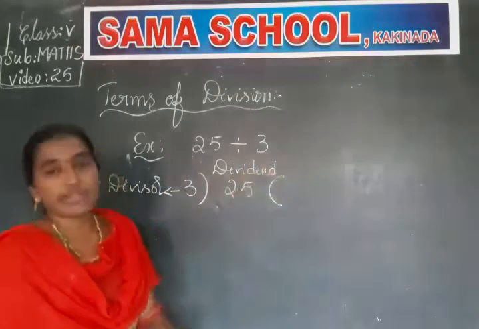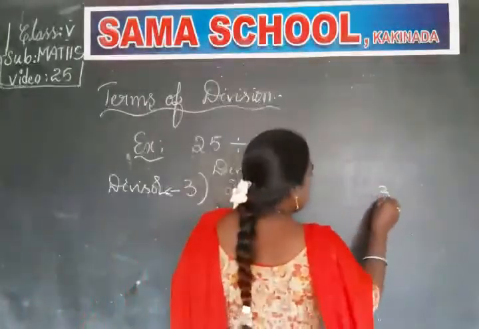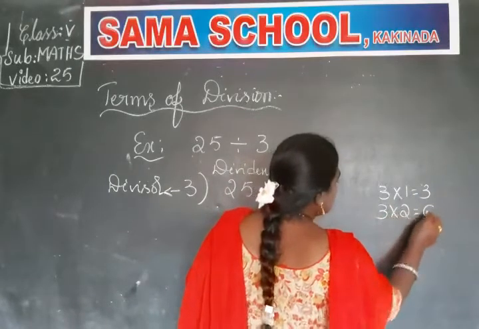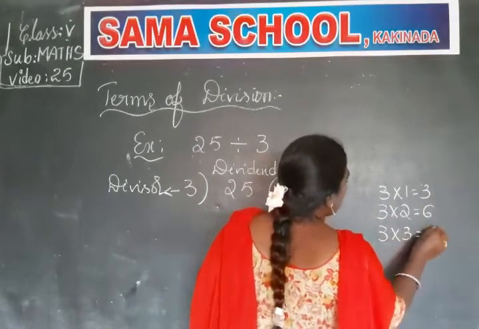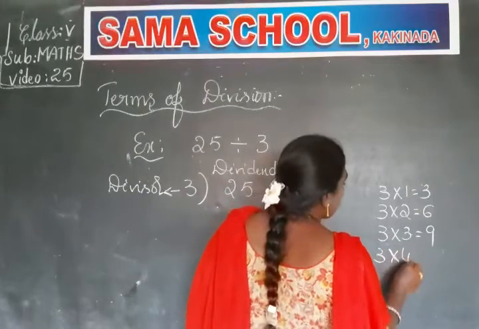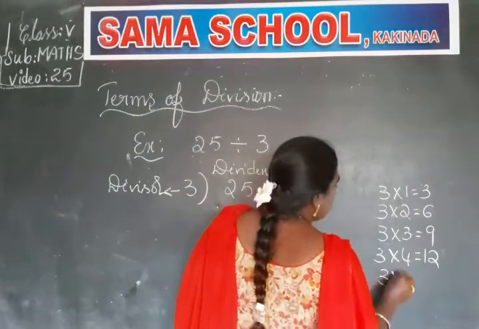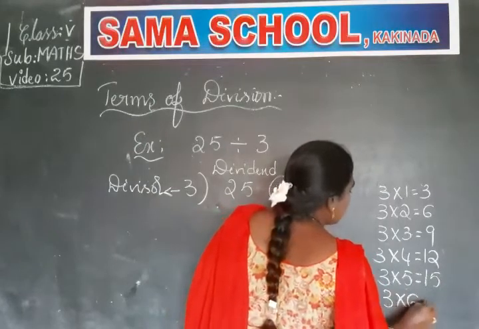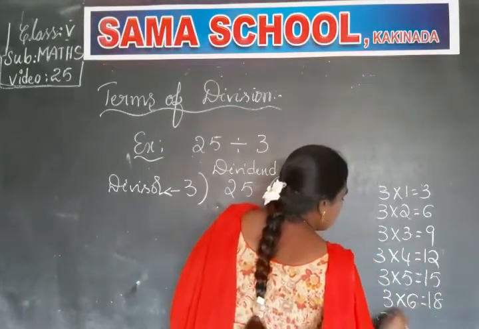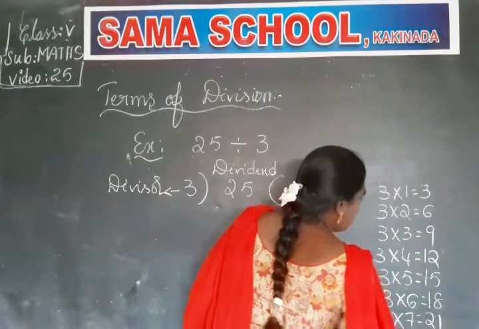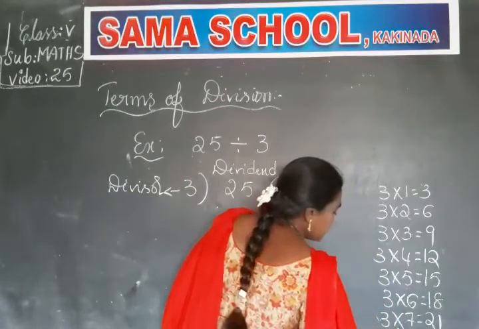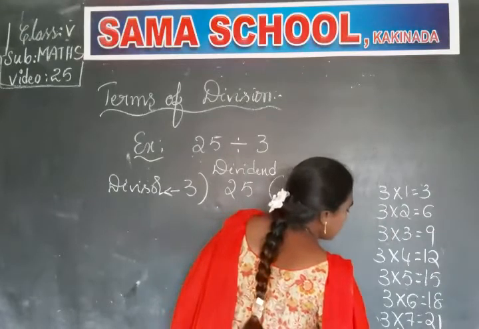Then we have to recollect the 3 table. So write the 3 table. 3 1s are 3. 3 2s are 6. 3 3s are 9. 3 4s are 12. 3 5s are 15. 3 6s are 18. 3 7s are 21. Do you know the 3 table, children? For doing divisions and multiplications, you should learn the tables thoroughly.